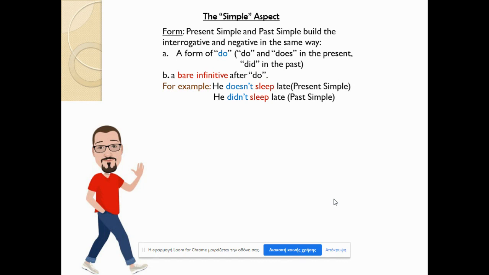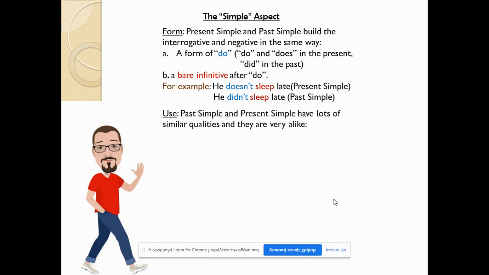For example, he doesn't sleep late, present simple. This shows a present habit. And he didn't sleep late, didn't, so past simple, and this is probably a past habit. Nothing is stated in this presentation about future simple. And this happens because in reality, will is a modal, and we have to take it from another point of view.